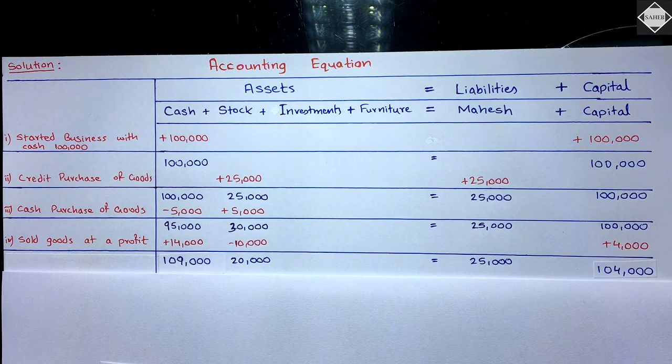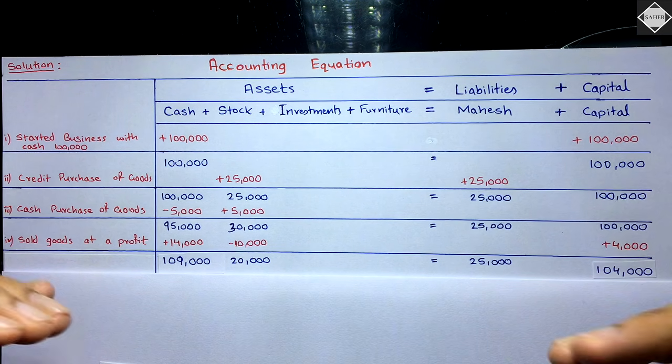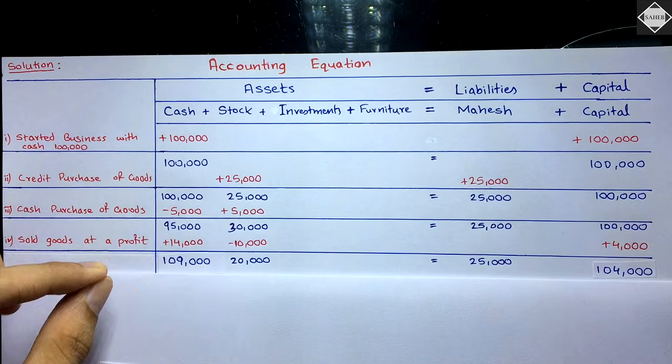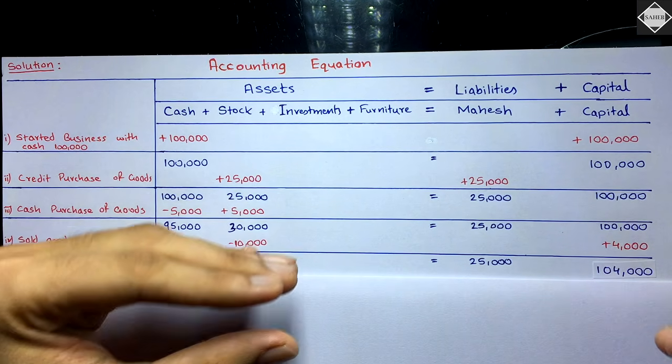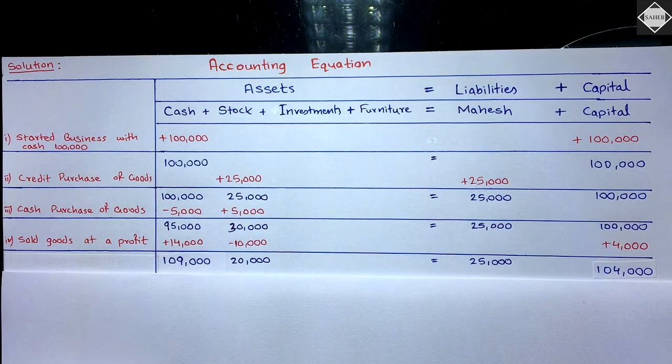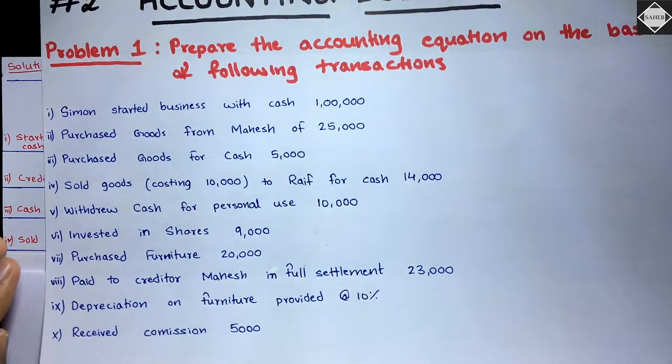Whenever any transaction happens, it doesn't matter, when you see the accounting equation, when you see the balance, it will always be equal. Asset is equal to liabilities plus capital. Is that okay? Right. Next transaction.